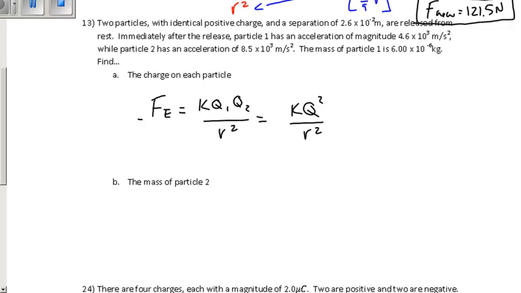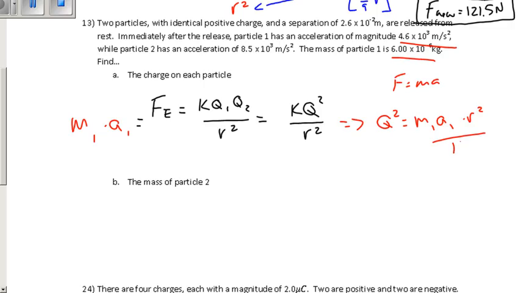Now we're given the mass here, and we're given the acceleration, so we should remember that F equals ma. So the mass 1 times the acceleration 1, which is the electrostatic force on our first particle, is equal to k q squared over r squared. So if we solve this, we end up with q squared is equal to m1 a1 times r squared divided by k.